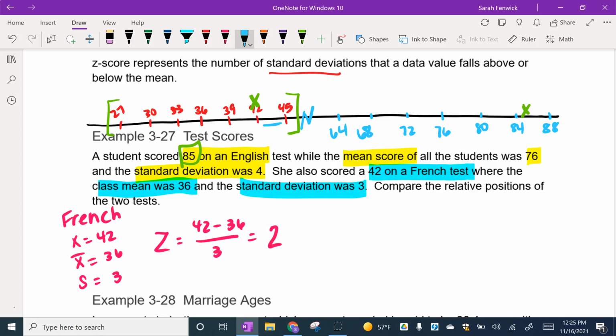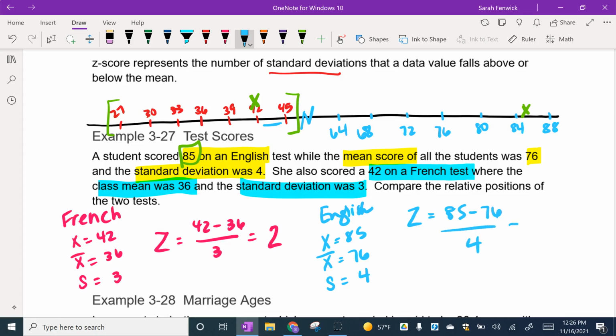On my English test, the actual data was an 85. The X bar, the mean, was 76, and S, the standard deviation, was 4. So z equals 85 minus 76 over 4, which gave me 2.25. By the way, z-scores are always rounded to 2 decimal places.